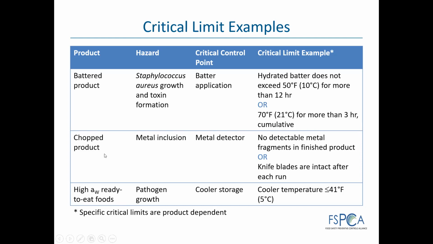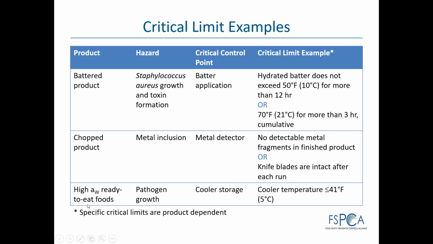Chopped product. FSMA mentioned a metal detector. We don't want the metal ingredients there. So for metal inclusion, we're using a metal detector as a critical control point. So what are the critical limits? No detectable metal fragments in the finished product, and knife blades are intact after each run. And this is really hard to do. More or less, you check that these blades are intact sometimes. Okay, this is hard to do if you do it manually.